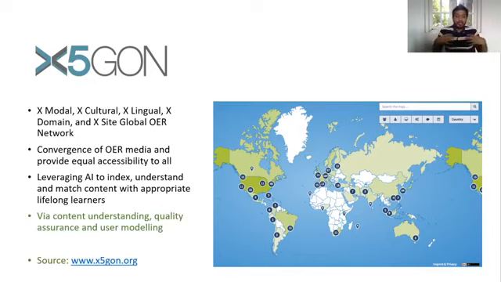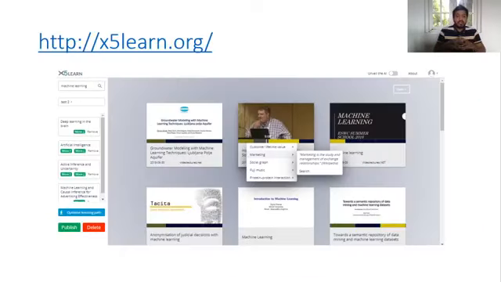So what we are trying to do is to use artificial intelligence to discover them, and then we want to understand them. We want to enrich them with multilingual translations, and we want to associate them with Wikipedia concepts so that people can get a better understanding of these materials, and then present these materials to the appropriate learner at the right time. With some of the technologies, we've now built an intelligent learning platform that is publicly available at x5learn.org.